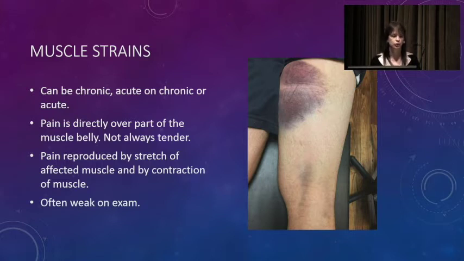Likewise, if you get them to use the muscle, again, using the quad as an example, if you ask them to extend their knee against resistance, making them use that muscle should also reproduce the pain, and you should find some weakness in that muscle as well. Unless they have multiple muscle strains, it should really be isolated to the one muscle where they are anatomically pointing to.